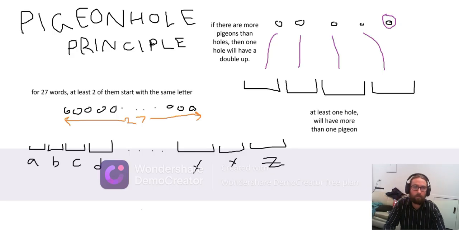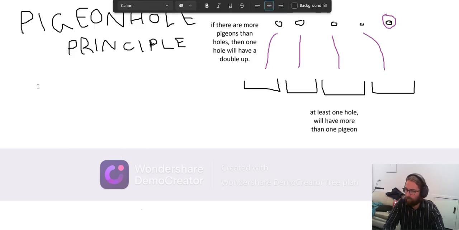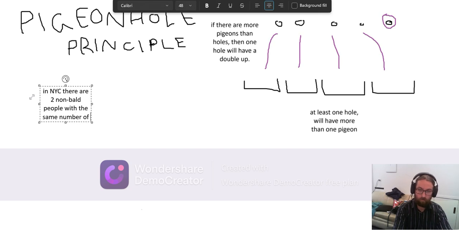Alright, let's keep going and we're going to get more abstract as we go on. Here's another claim. In New York City, there are 2 non-bald people with the same number of hairs on their head.